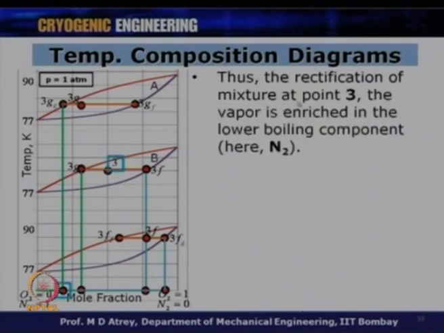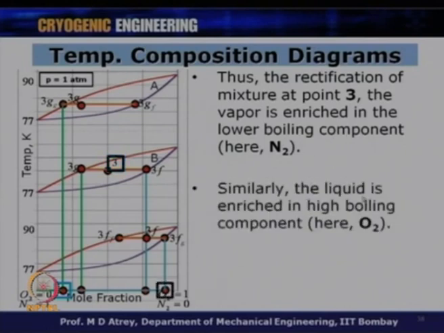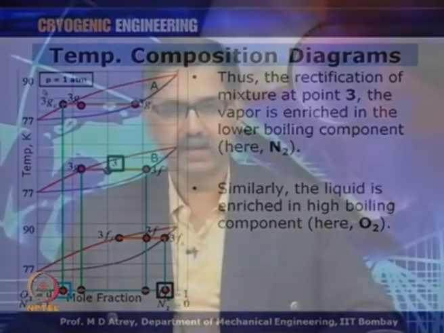Thus, the rectification of mixture at 0.3, the vapor is enriched in low boiling component. Similarly, the liquid is getting enriched in high boiling component. So, you can see that liquid is getting richer in high boiling component and the vapor is getting richer in low boiling component, and this is what we call as separation. Ultimately, this vapor is going to be condensed at the last point, and I will get liquid nitrogen at one point and liquid oxygen at other point.